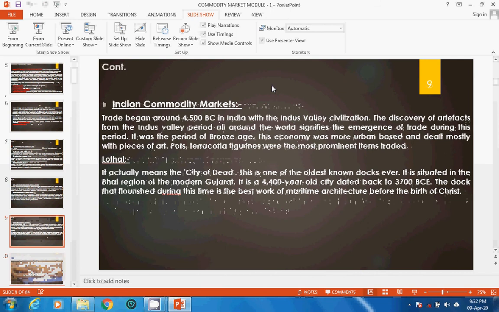Indian commodity markets. When we talk about the Indian commodity market, trade began around 4500 BC in India with the Indus Valley civilization, also known as the Harappa civilization. The discovery of artifacts from the Indus Valley period all around the globe signifies the emergence of trade during this period. It was a period of the Bronze Age. The economy was more urban based and dealt mostly with pieces of art, pots, terracotta, and figurines, which were the most prominent items traded during the Indus Valley civilization.